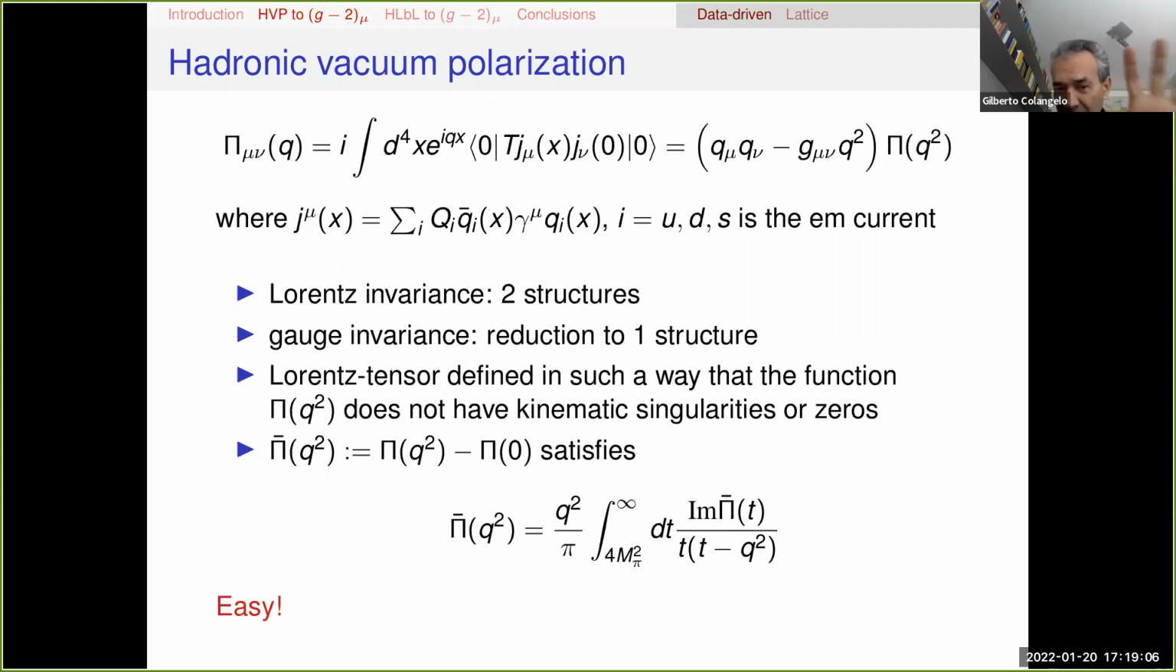Now, all this I mentioned is easy. In fact, it's usually not mentioned, these few steps you have to do to get to a dispersive treatment. But I mention it because you will see that for hadronic light-by-light, things are much more complicated.